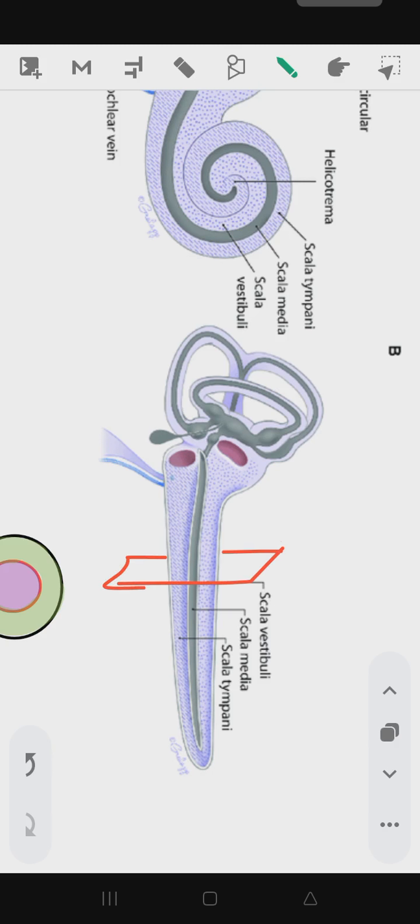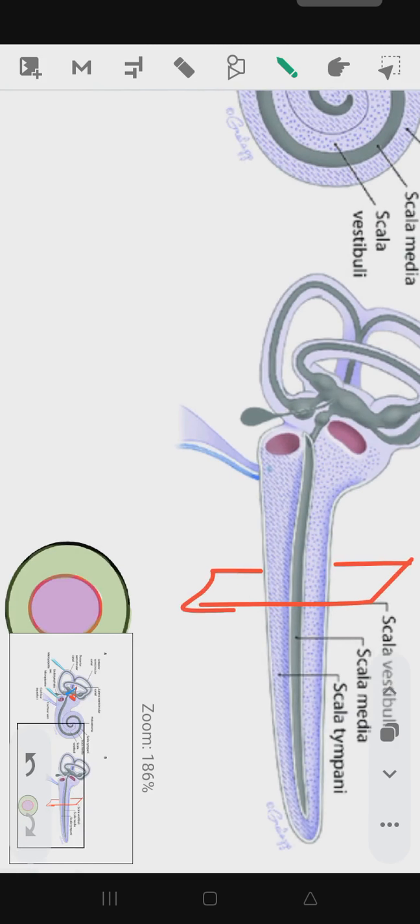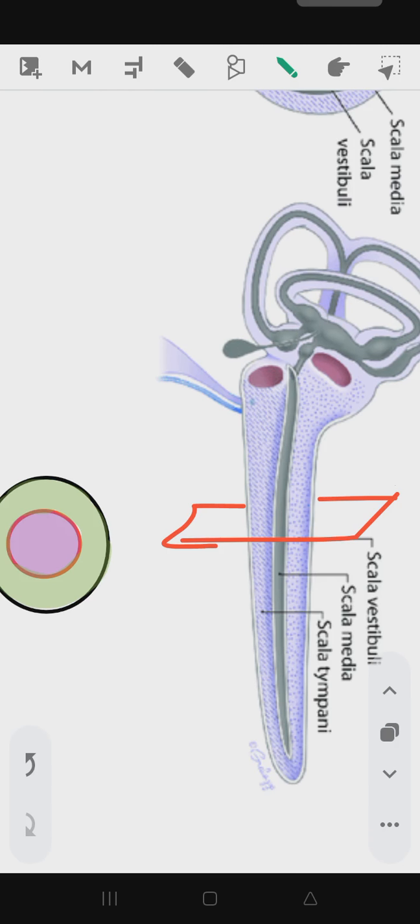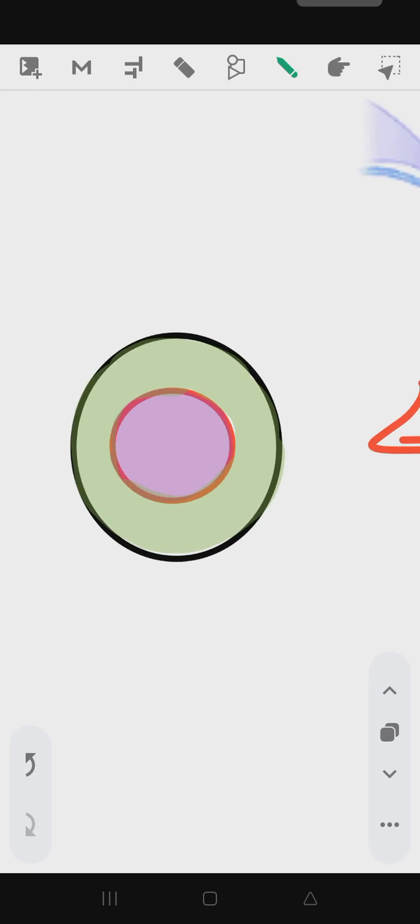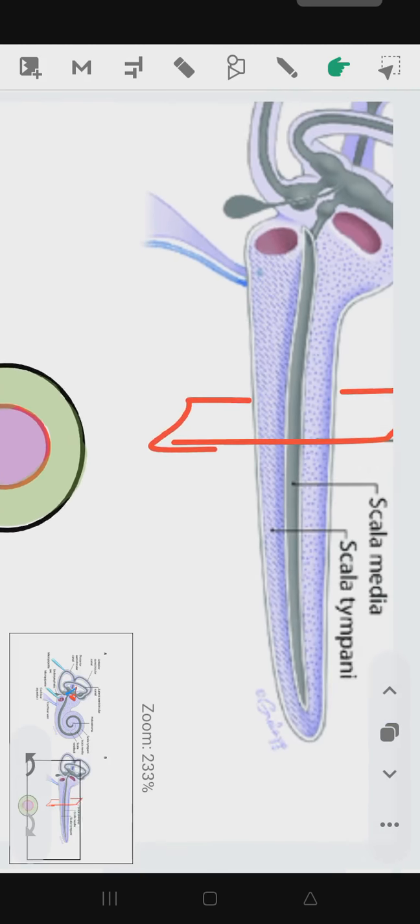Now if I'm just cutting it out in this plane, I got this. Just don't focus on the scala media and vestibuli right now. I just cut out a circle over here. This black outline is known as the bony labyrinth. The red color is known as the membranous labyrinth. So the membranous labyrinth is present inside the bony labyrinth, and this green fluid is known as the perilymph. The pink or purple color is the endolymph. Okay, so we have understood this.